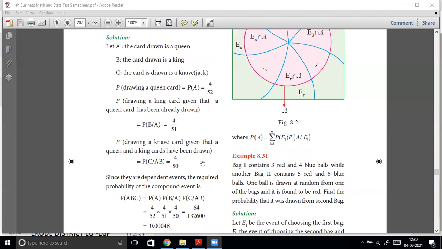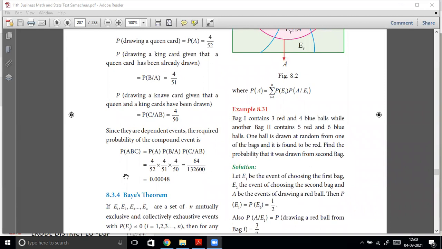The required probability of the compound event. What is the probability of the total event? P of A intersection B intersection C. Probability of all 3 events occurring. P of A into, now you cannot put P of B, you have to put P of B given A. Then you have to put P of C given B and A. So we multiply 4 by 52 into 4 by 51 into 4 by 50. 4 into 4 into 4, 64. 50 into 52 into 51, 1,32,600. And once you do the calculation, 0.00048. You do the calculation. Understood?